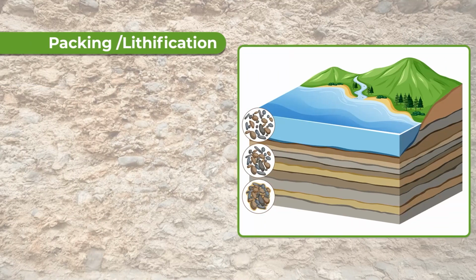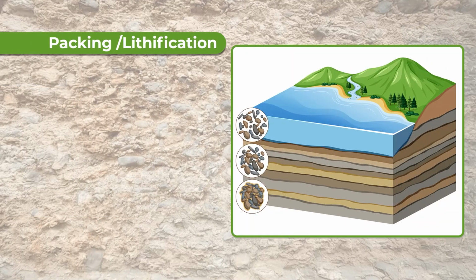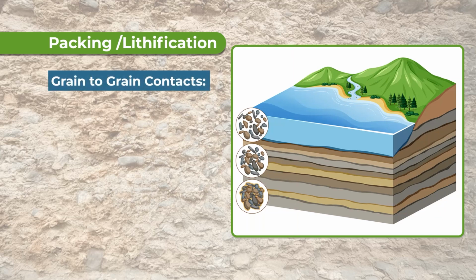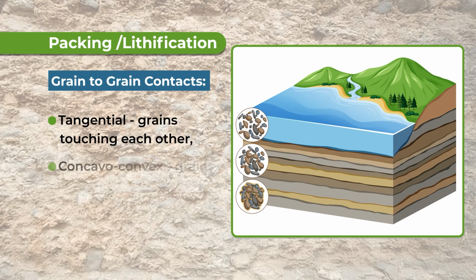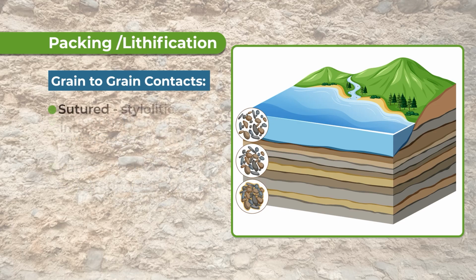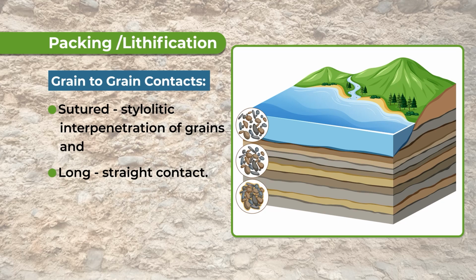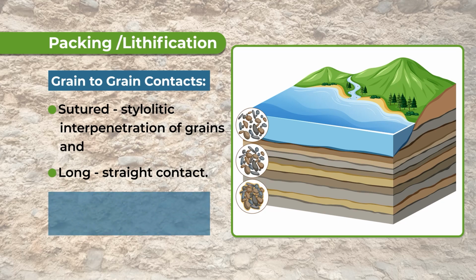Packing leads to lithification. For grain to grain contact, some grains could have a tangential contact, touching each other on a tangential basis, or there could be concavo-convex contacts, grains penetrating one another, or they will be sutured like stylolitic penetration of grains, or they are long straight contacts. So obviously the packing will be either loose or tight, or cubic or rhombohedral.